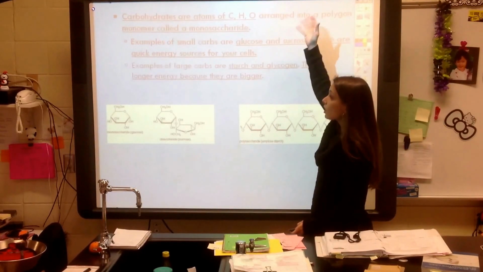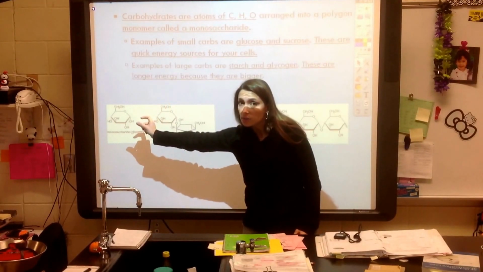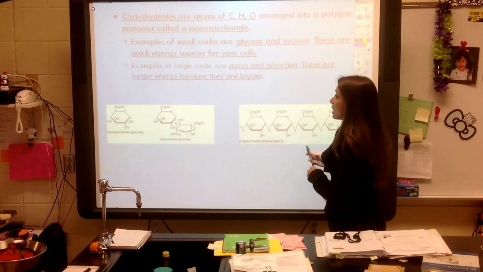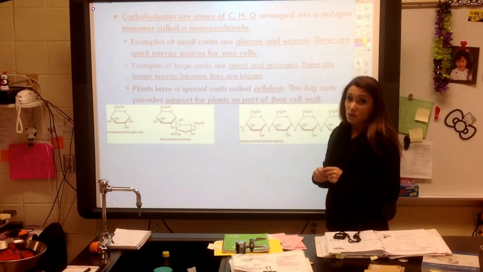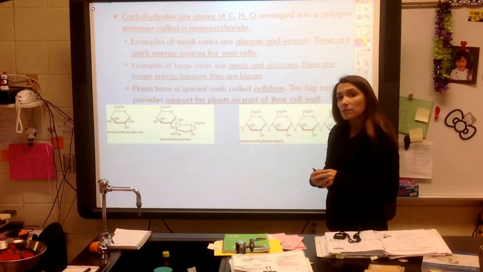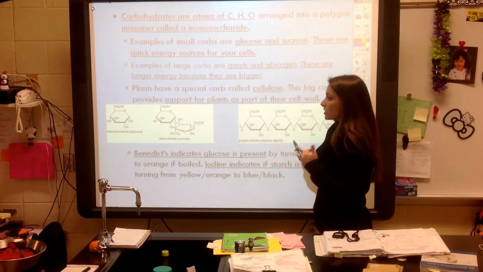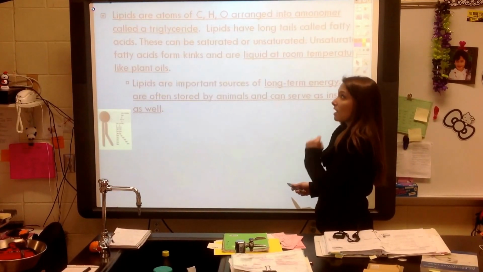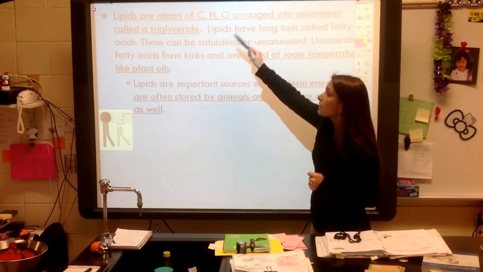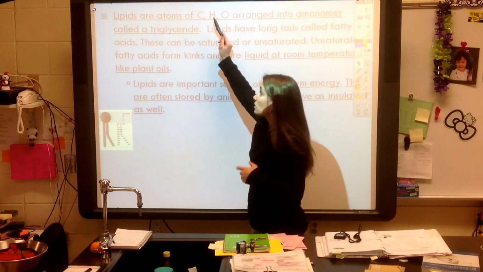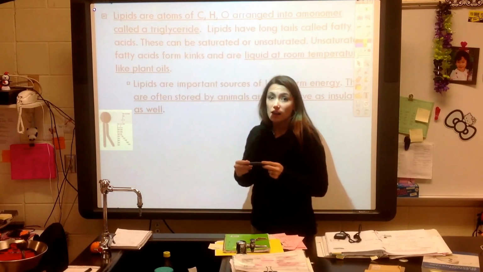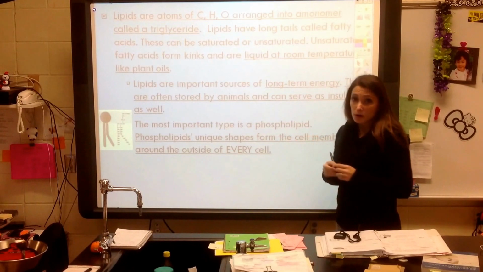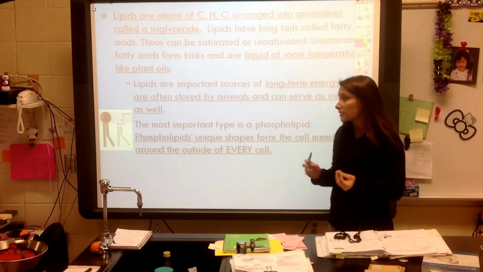Now when we learned about carbs, we learned there are small carbs used for quick energy and large carbs used for longer energy, as well as using some carbs for structure, and plants do that. We have bones for our structure. So we talked about carbs and how to find and identify a carb with an indicator. We'll be doing that lab. We talked about lipids. Lipids are also made of CHO, but they're arranged into something called a triglyceride. Lipids are important for energy, but they're also important to build the structure of the cell membrane.